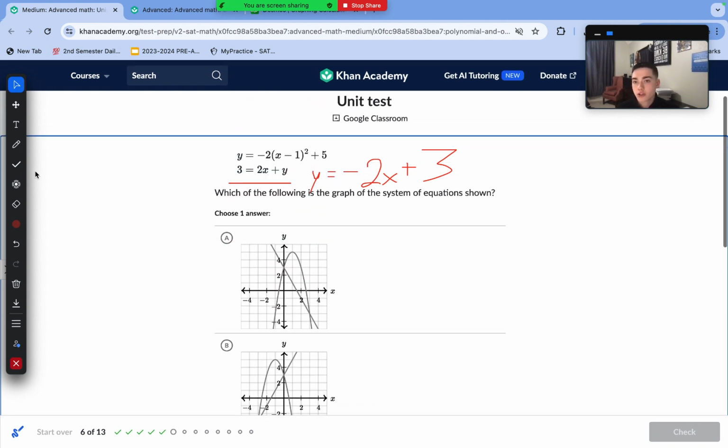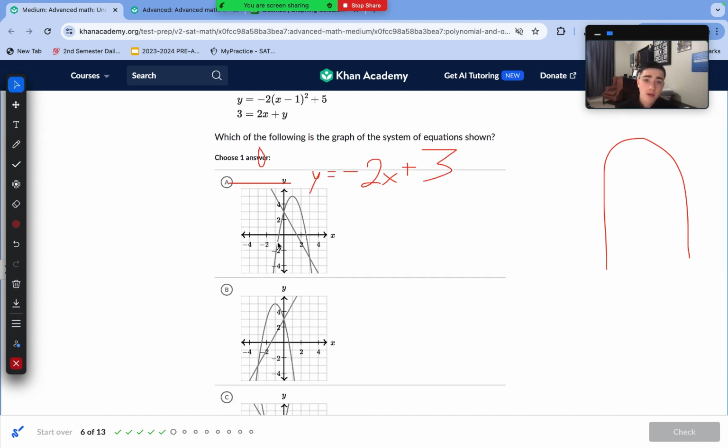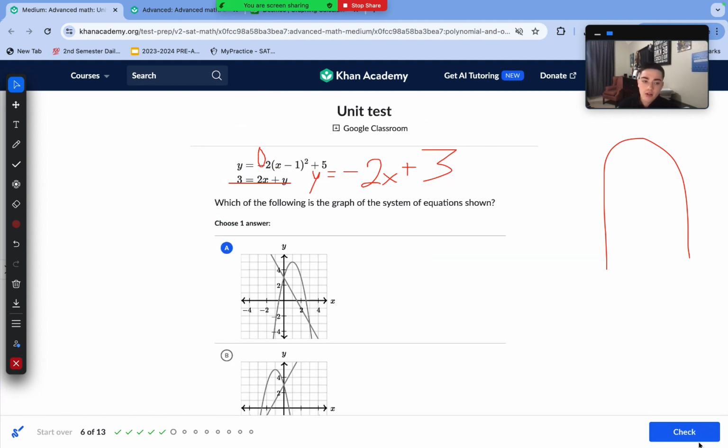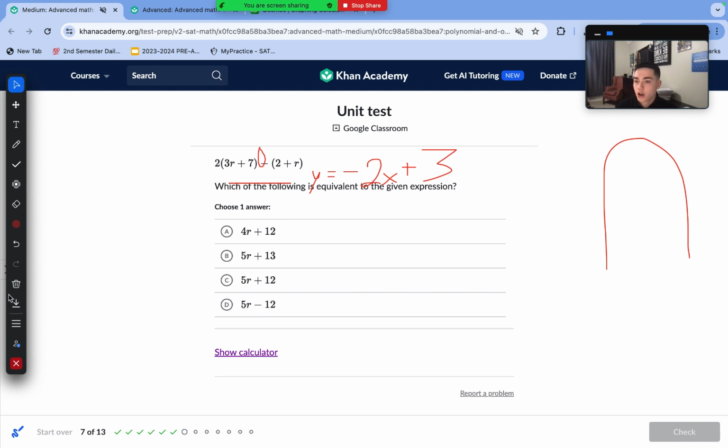And then we can look at our quadratic function. Since this first term is negative, that means this parabola opens downwards. We can see that the only answer choice where we both have our linear equation correct and a parabola opening downwards is answer choice A. So that means answer choice A is a graph of the system of equations shown.